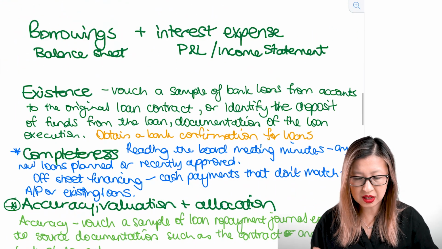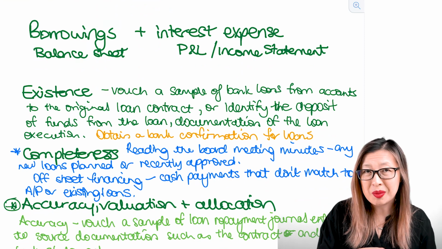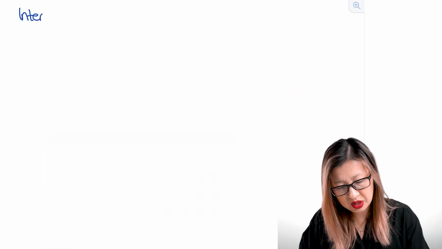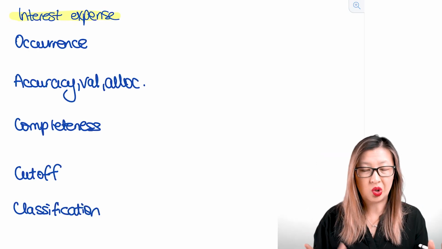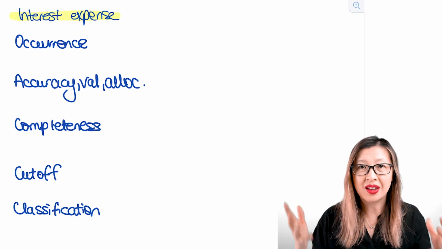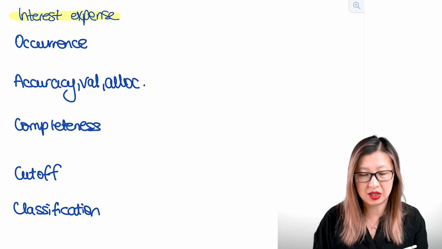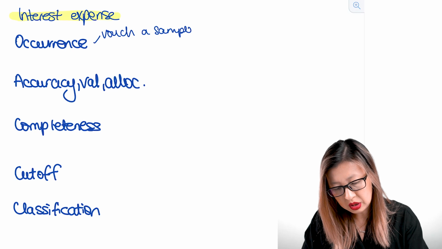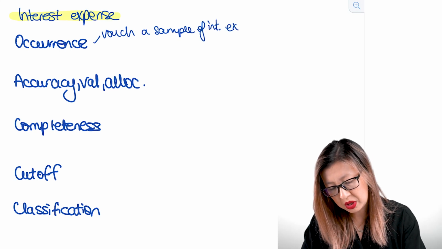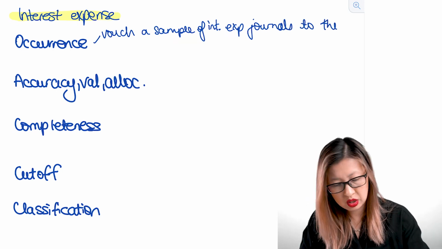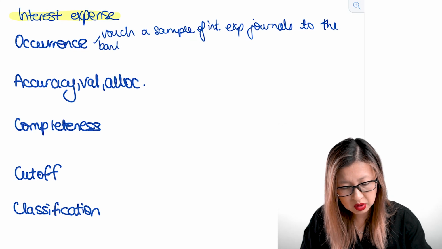Now remember back here, I said, hang on, we're going to have borrowings on the balance sheet, and then we're also going to have interest expense. So let's go down and do interest expense in a different color. With interest expense, first we need to make sure, did we actually incur the interest expense and did that payment actually happen for us to have interest expense? So we're probably going to need to vouch a sample of interest expense journals to the bank statement.